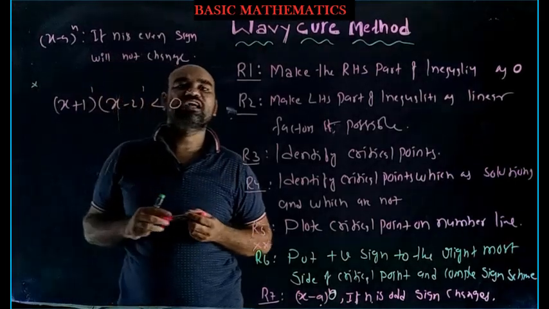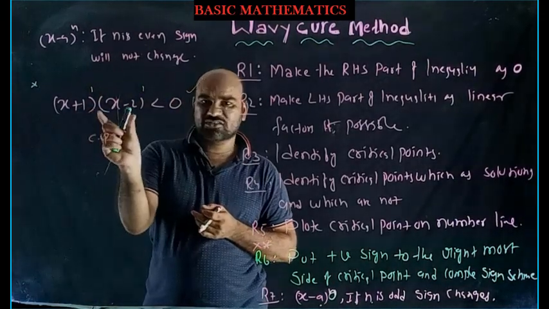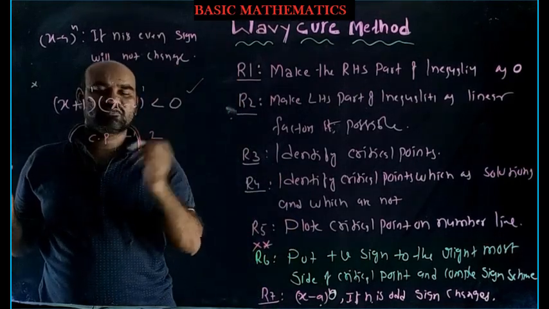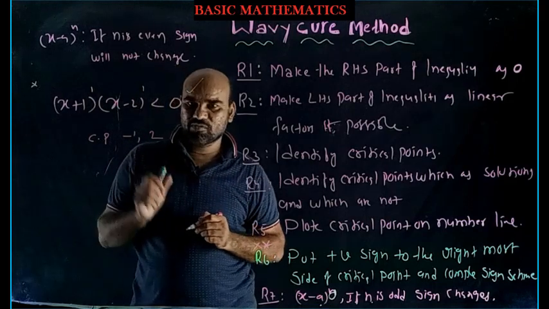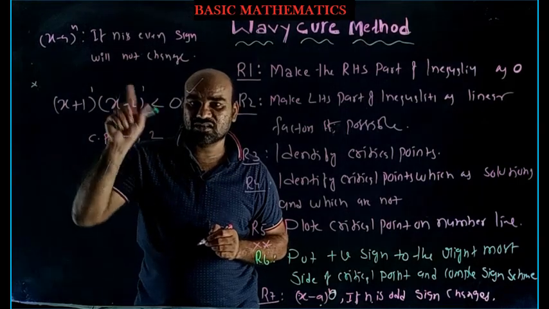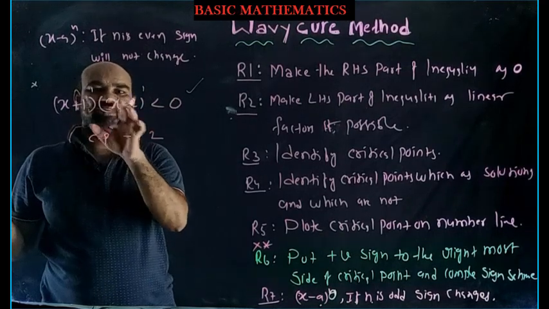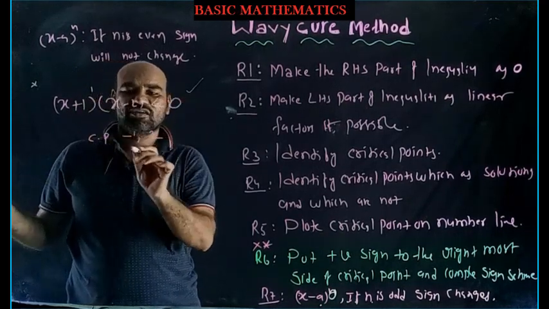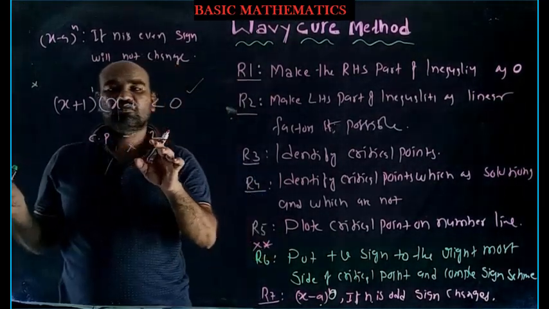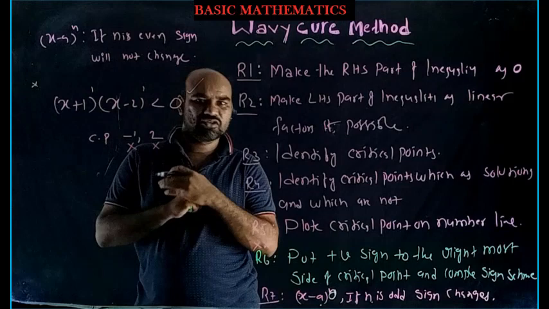Now we need to identify critical points. What is meant by critical points? We have linear factors, so the zeros of those linear factors, minus 1 and 2, are the two critical points for this problem. Next, we want to identify whether these two critical points are solutions or not. Put minus 1 in the given inequality: minus 1 plus 1 is 0, 0 into something is 0, and 0 less than 0 is a wrong statement. So minus 1 won't be a solution of the problem. Next, substitute 2, same argument. This is not a solution. So those two critical points are not solutions of the problem.